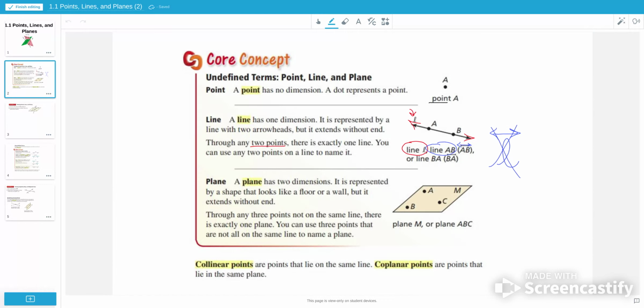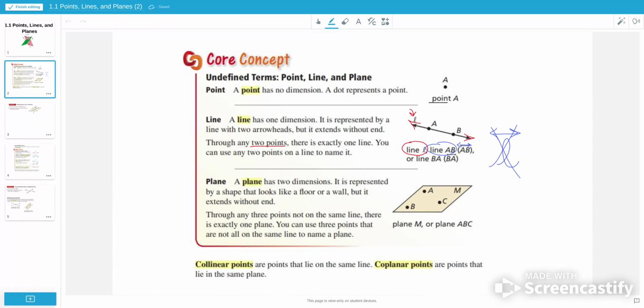And then a plane is something that has 2 dimensions. It is represented by a shape. Oftentimes, if we are drawing it on a piece of paper, like a rectangle or a parallelogram, and if we're talking about it in our classroom, I would refer to it as the wall or the floor, but it extends kind of like a line with no end, so it goes on forever.